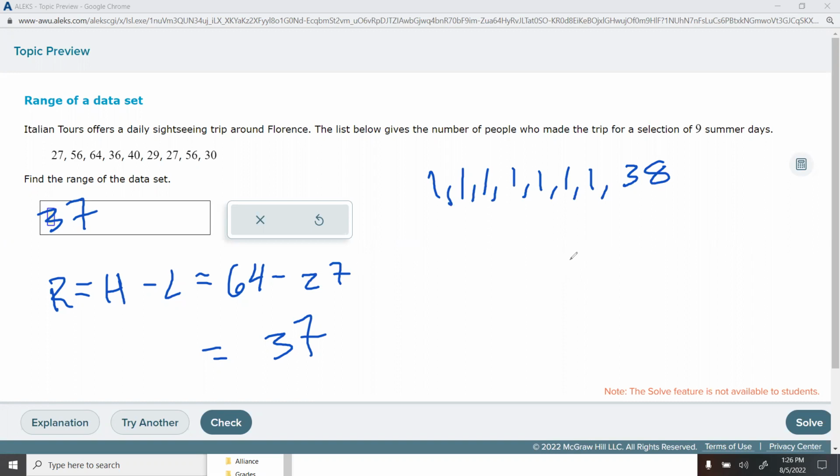So range is a very quick, easy way of getting a rough idea, and I do mean rough, of how spread out the data is. But that's all it is. It's just high minus low. It's something you can often do just in your head, which is nice.